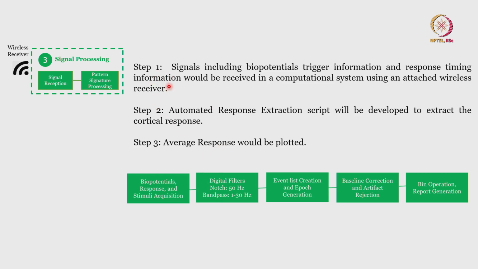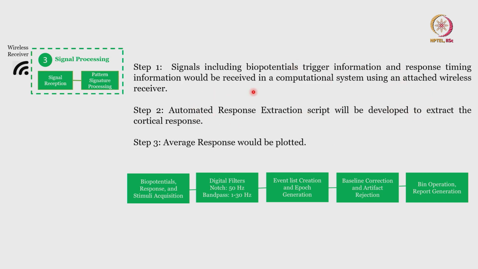Here you see some of the basic steps written for signal processing. We will acquire biopotentials, responses, and stimuli acquisition. Stimuli acquisition means all your triggers: at which particular point of time which kind of trigger was provided. That is very important. Along with the biopotential, you should also record a trigger.